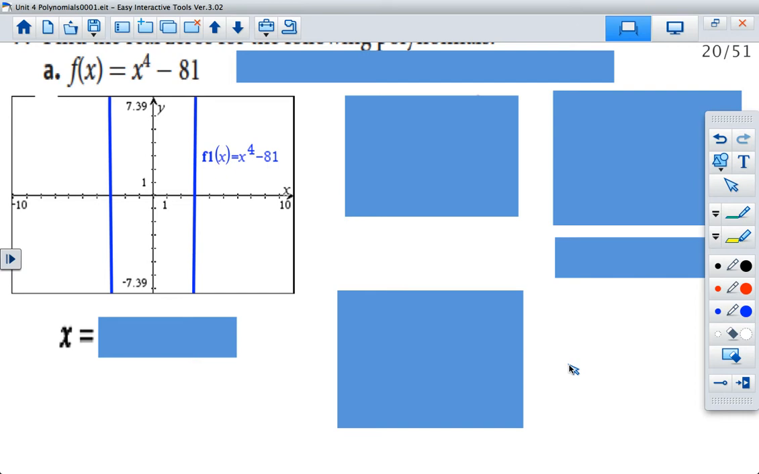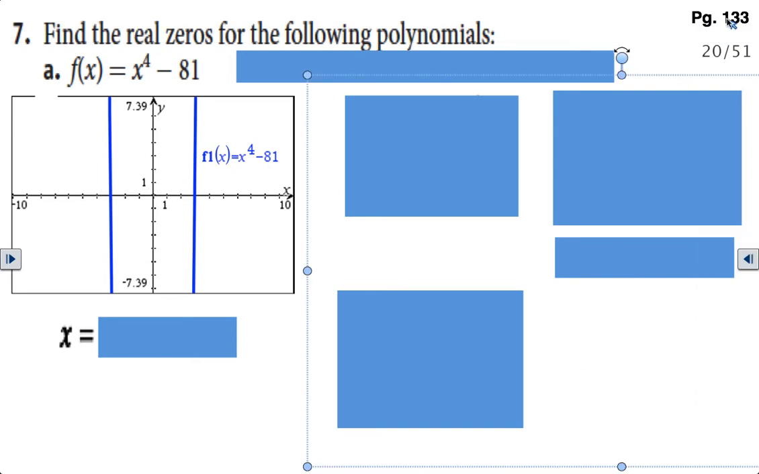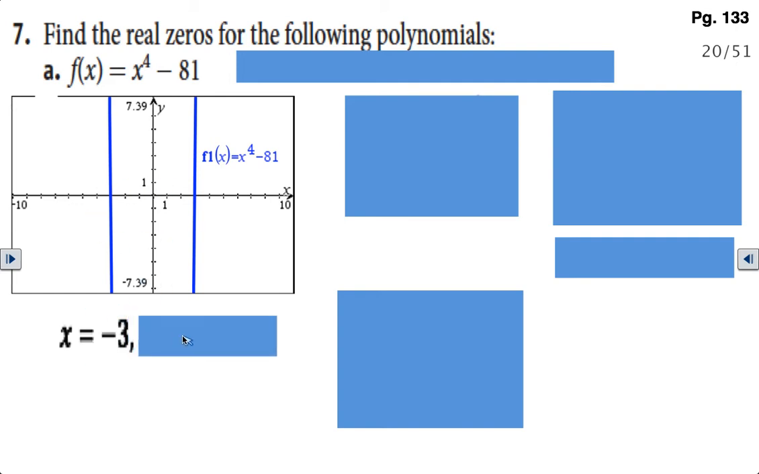All right, moving on. This is on page 133, problem A. On this one, it just says find the real zeros for the following polynomials. To do this, all you need to do is graph your polynomial and find your x-intercepts. If you have whole value x-intercepts, you just look at your graph. In this case, your x-intercepts are at -3 and +3. But if you look at the equation, it's x raised to the 4th power. So you should have 4 solutions to this, but you only have 2 x-intercepts.